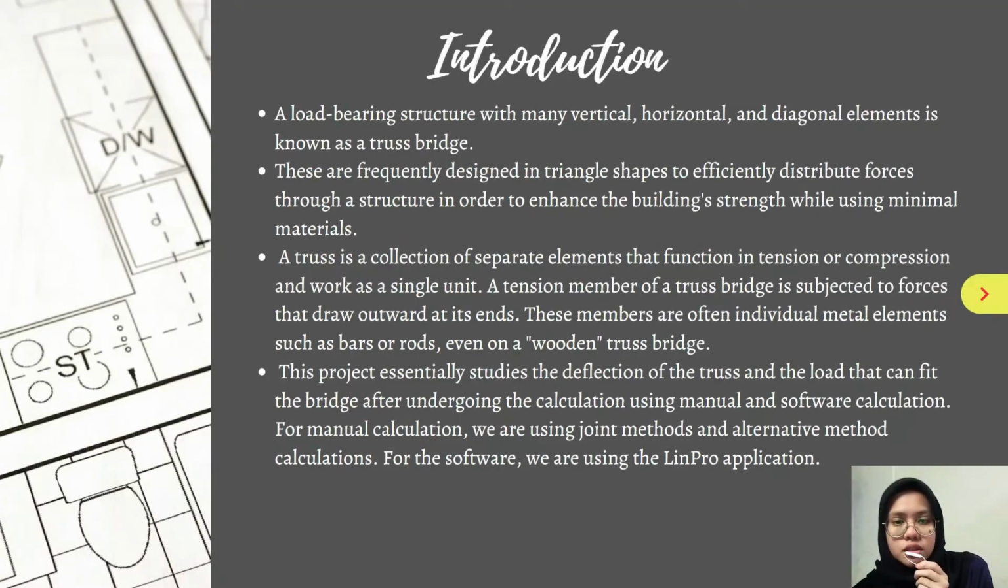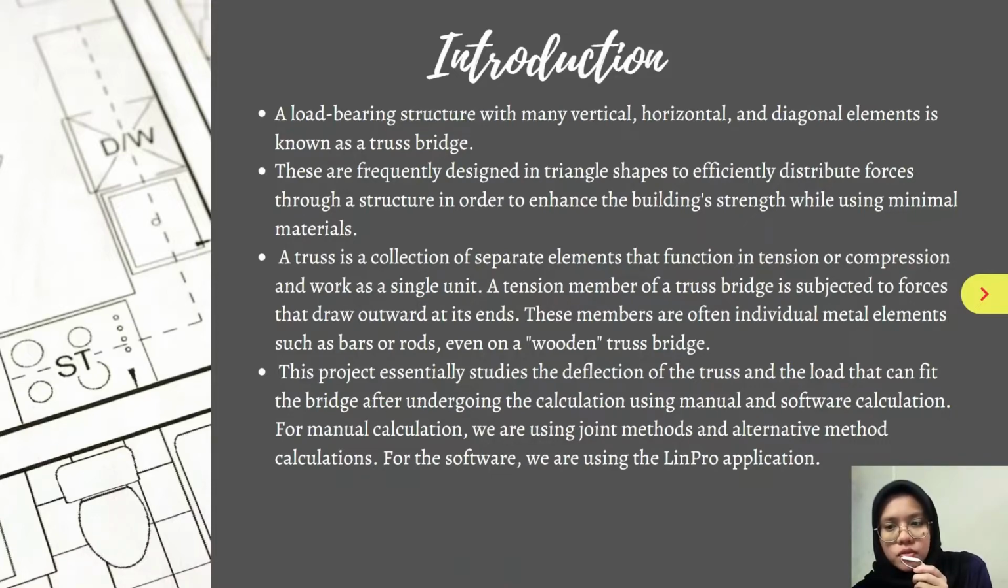For the introduction, a load-bearing structure with many vertical, horizontal and diagonal elements is known as a truss bridge. These are frequently designed in a triangle shape to efficiently distribute forces through a structure in order to enhance the building strength while using minimal materials. A truss is a collection of separate elements that function in tension or compression and work as a single unit.